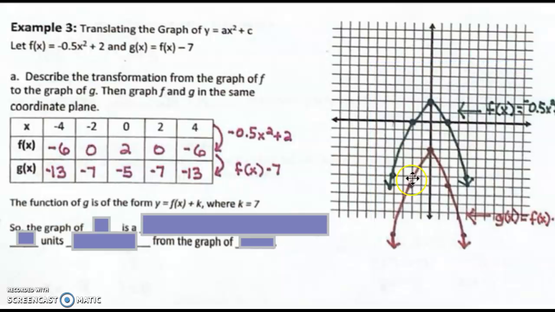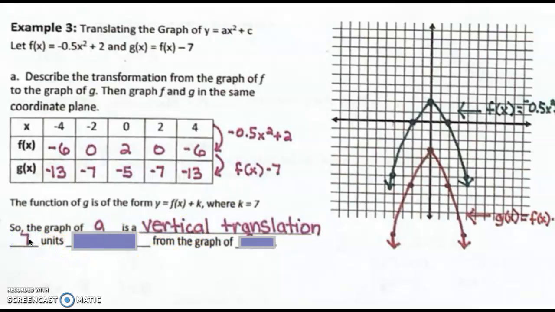Alright, so we can plot those points, and they look like this. So f of x, the first one is this one, and g of x is the red. And it says the function g is of the form y equals f of x plus k, where k is 7. So that number right here is 7, and it's actually negative 7 if this is plus k. So the graph of g is a vertical translation 7 units down from the graph of f.